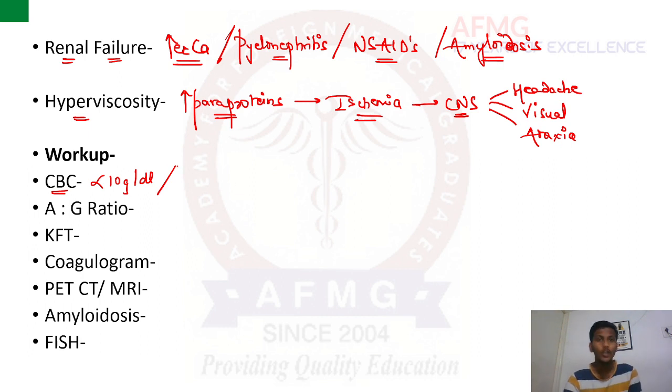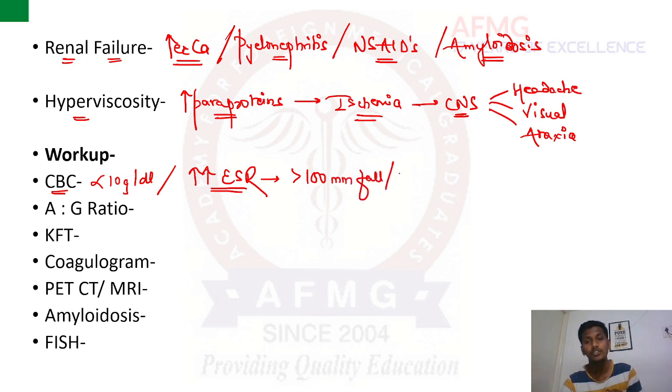And the most important aspect that you need to see in a CBC is actually the elevated ESR. The erythrocyte sedimentation rate would be elevated, and it would not be just normally elevated. It would be elevated as it will show more than 100 mm fall in the first hour.